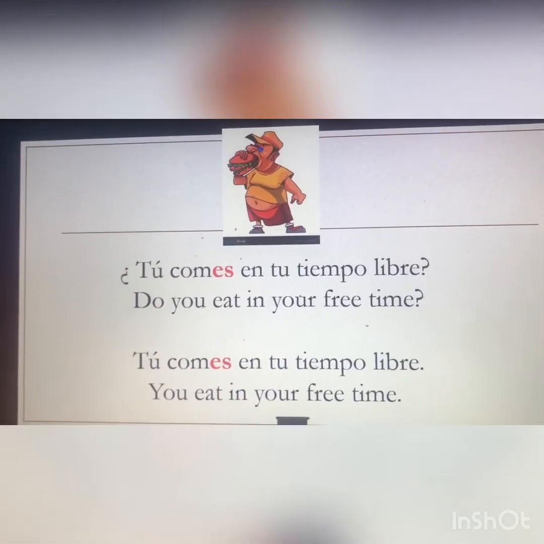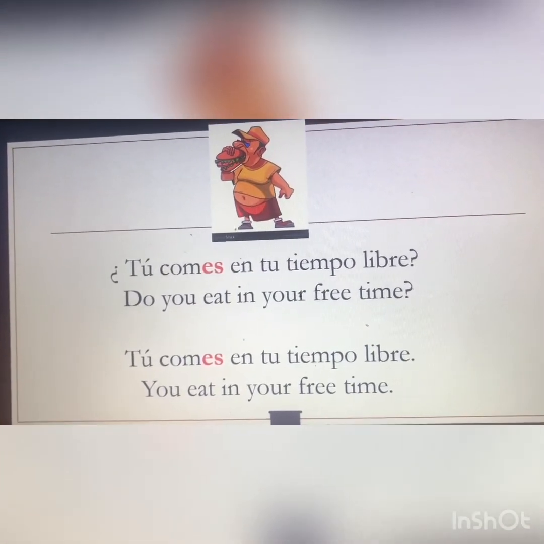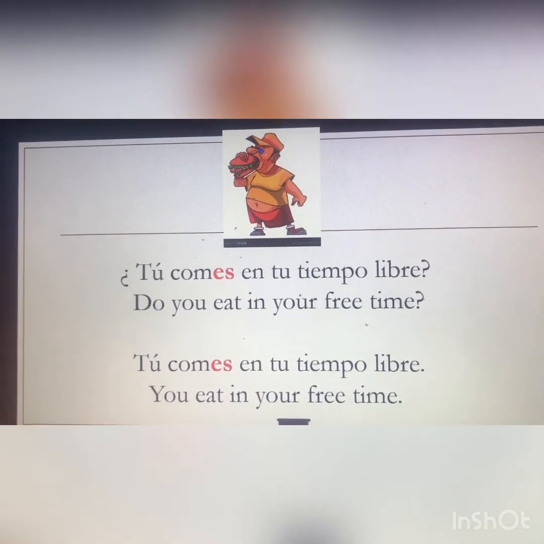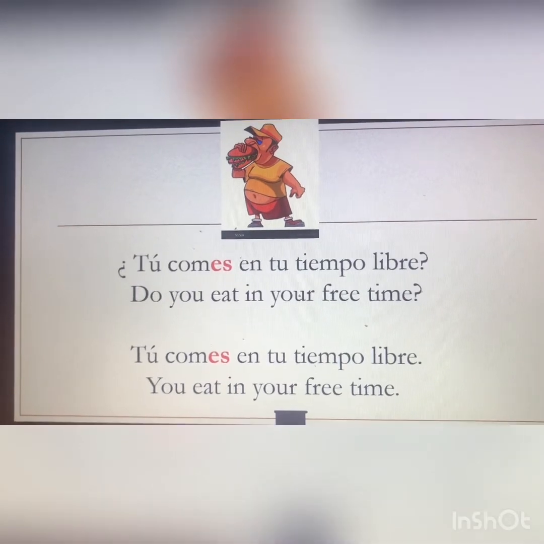So the question would read, ¿Tú comes en tu tiempo libre? Meaning, do you eat in your free time? Or if you're making a statement or a sentence, you would say, Tú comes en tu tiempo libre, meaning you eat in your free time.